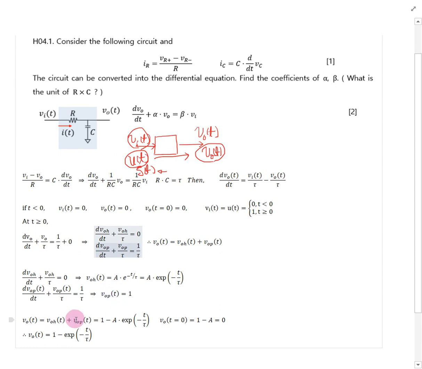By adding the homogeneous and the particular solution, we can get the actual solution. Then you can write the solution like that. But A is not determined. We have to select the proper A value. To do that, we refer to the initial condition of the system, which is 0. So we test t equals 0, then this is 1. If we try t equals 0, then the exponential term goes to unity, so it satisfies these conditions. So A is given, and we can finally find the output response.